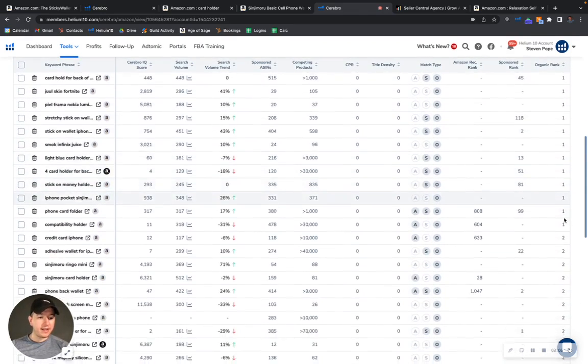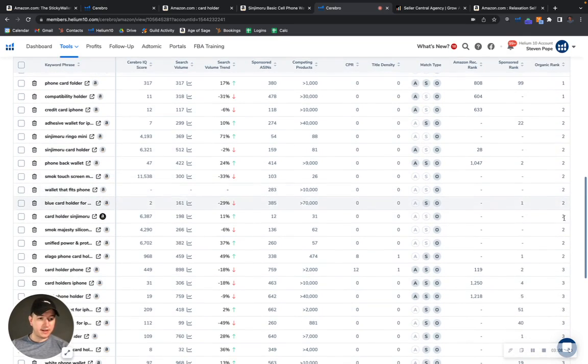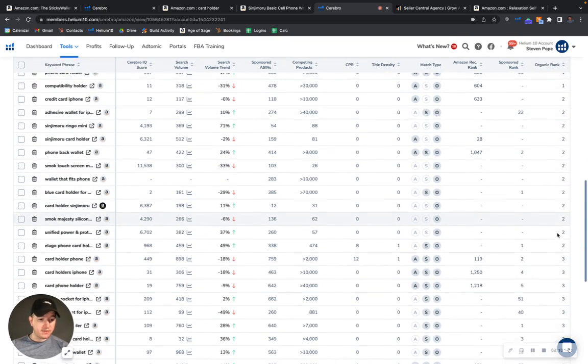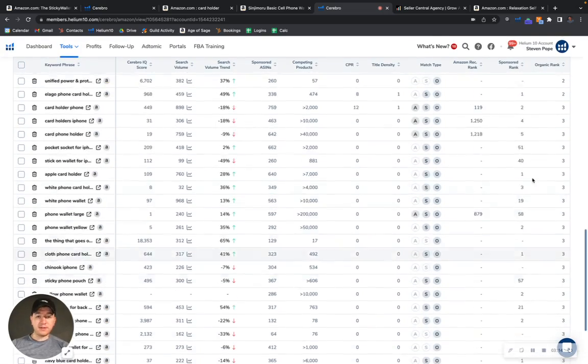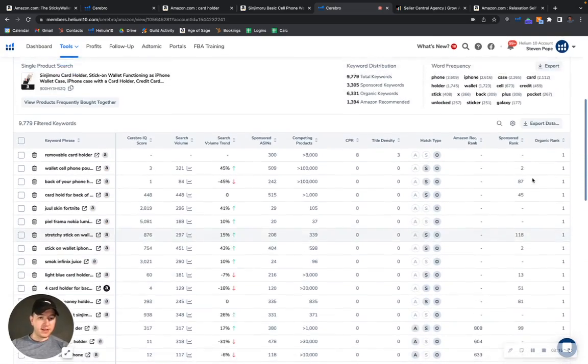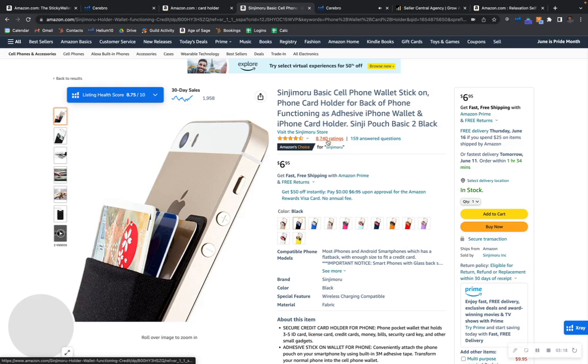As you can see, they're ranking number one for all of these keywords right here. Number one, number two, number three, number four, right? They're top three for all these keywords. The reason why they're selling like they're selling is because they're focusing on their SEO and their PPC in a very strategic way, okay? SEO and PPC have a very synergistic relationship. They work in tandem.